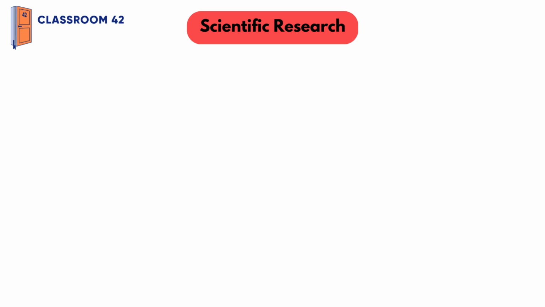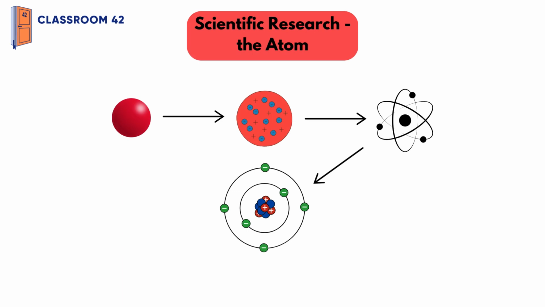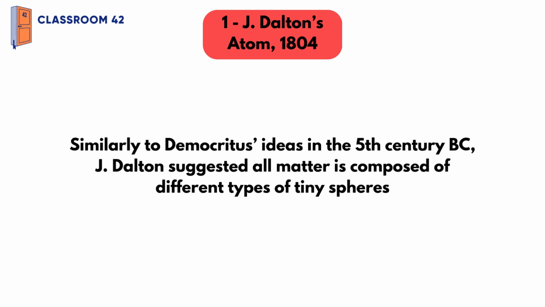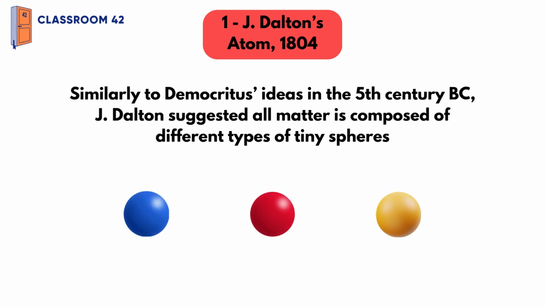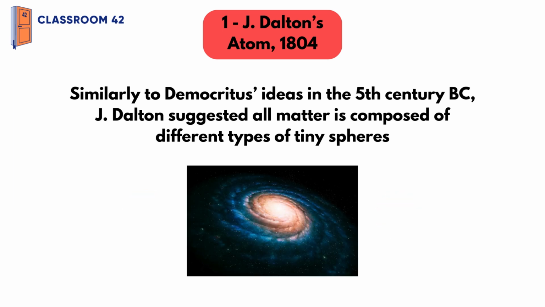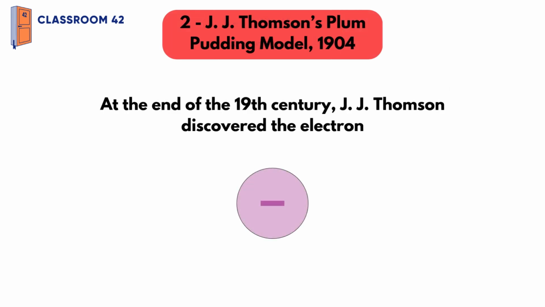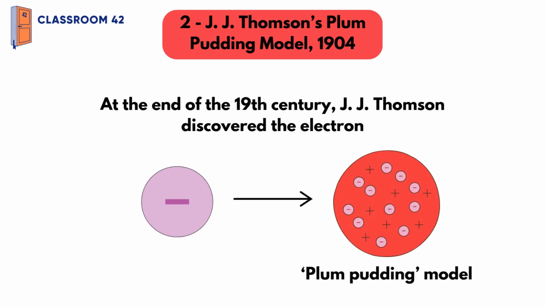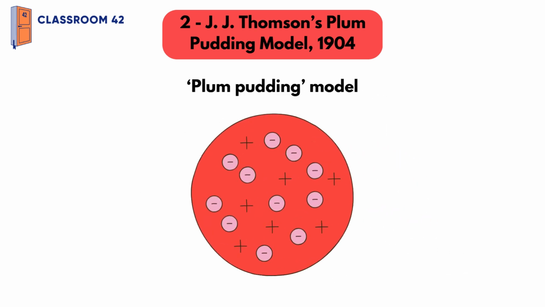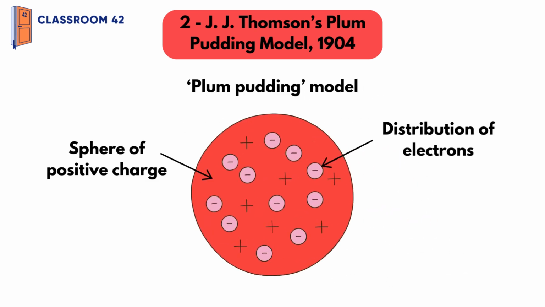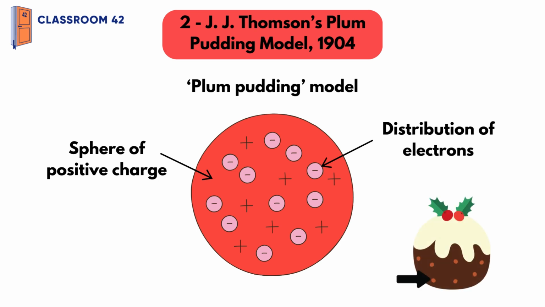An example of this are the changes made to our understanding of the structure of the atom. Initially, J. Dalton suggested atoms to be tiny spheres of which all matter is composed. Next, the electron was discovered by J. J. Thomson, which made way for the plum pudding model of an atom. This model presented a distribution of electrons placed within a sphere of positive charge, similar to the placement of raisins in plum pudding.